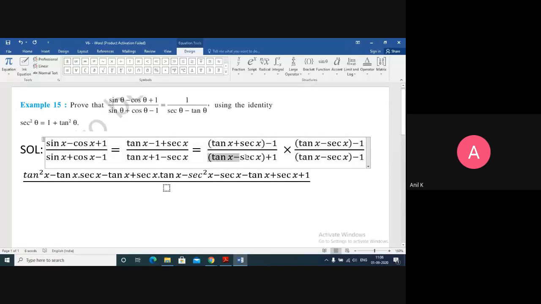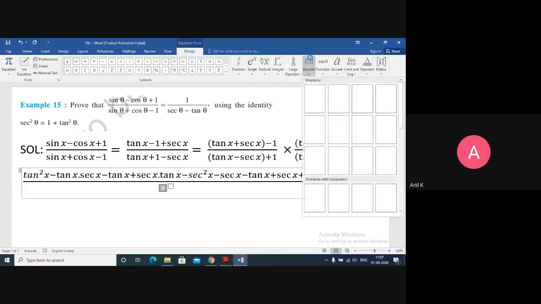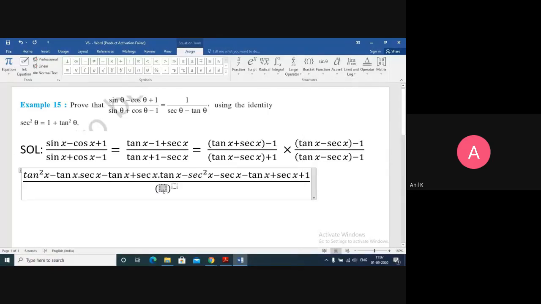Now when I do the rationalization, I know this is a plus b into a minus b. So the formula for a plus b into a minus b is a square minus b square. Here a square means tan x minus sec x, this value, you get a square, minus b square means 1 square. 1 square is 1. Is this step clear for everyone?